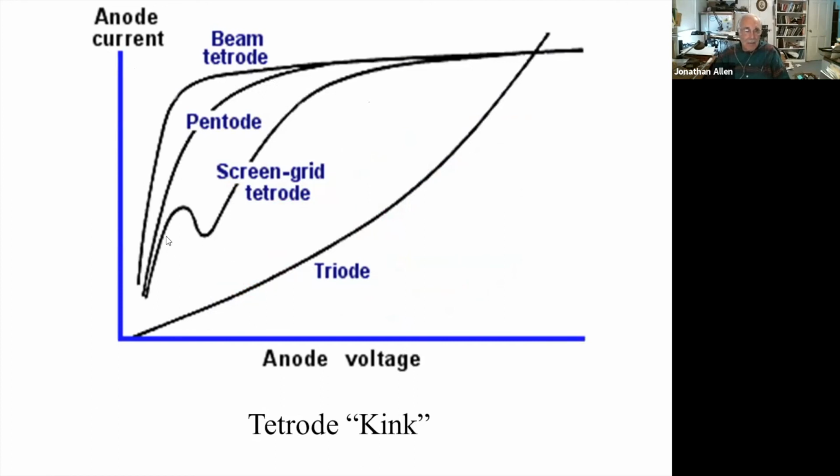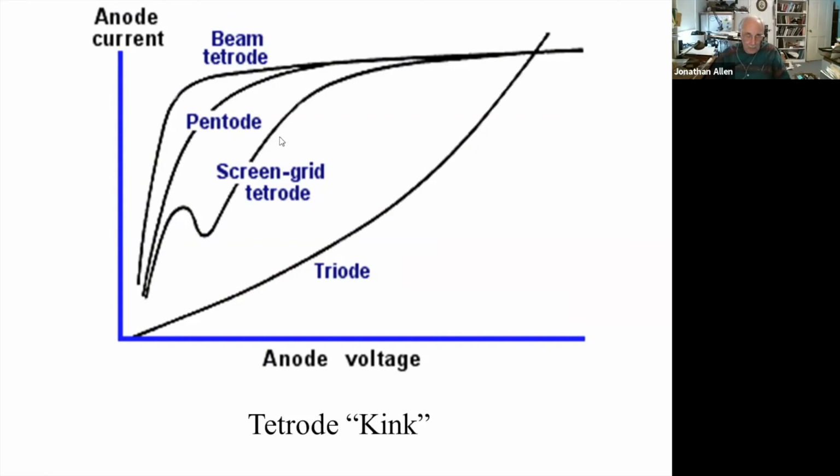But let's look at our friend the tetrode. Everything starts out happy. There's a lot of gain, you can see, because a big change in anode current for a small change in voltage. And anyway, all of a sudden, oh my gosh, it drops down and then climbs again. So let's see why.